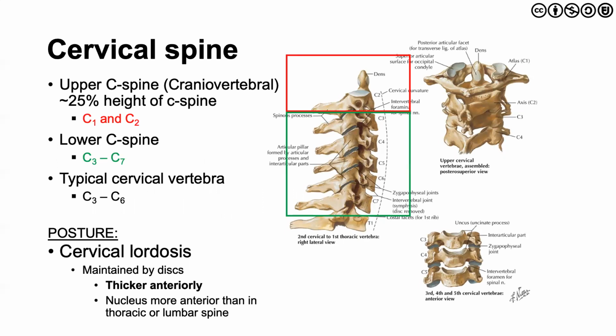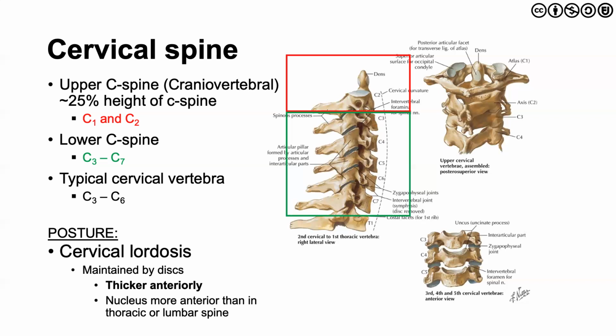So when we're looking at the cervical spine, there's really two portions that we want to consider. First, we want to look at the upper cervical spine, or what we might refer to as the craniovertebral region. This area adds about 25% of the height of the C-spine and is primarily made up of C1 and C2, which is illustrated in this image. The lower C-spine is composed of the mid and lower cervical spine, levels C3 to C7, with our typical cervical vertebra being from approximately C3 to C6.